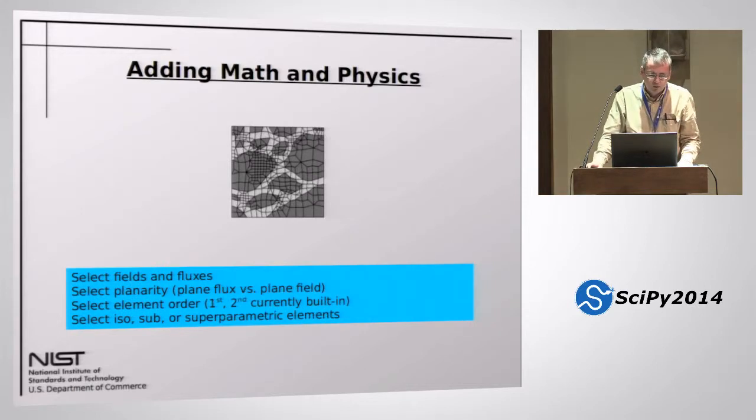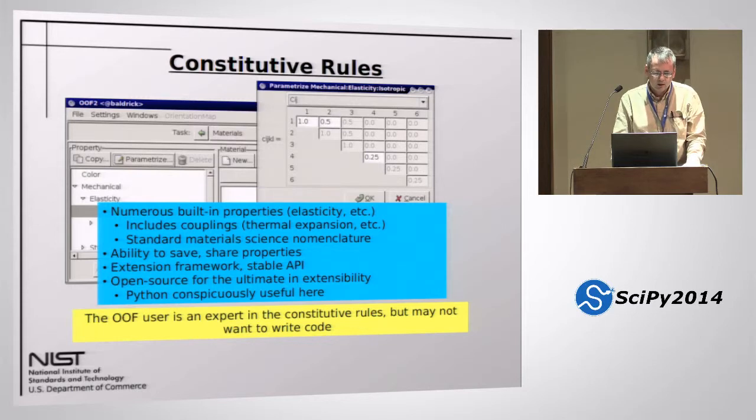In the next step in the workflow, you add the math and physics. Here, I think we do a pretty good job of speaking the language of material science and addressing the needs of our audience. You select the fields and fluxes. You select the planarity. So you've seen all these images are 2D. The current UF release is a 2D code, but the constitutive rules have been from the beginning fully 3D constitutive rules. You also select the element order, and we have iso, sub and superparametric elements. Those of you who are experts in finite element will know what that means. Others can ask me later if they're interested.